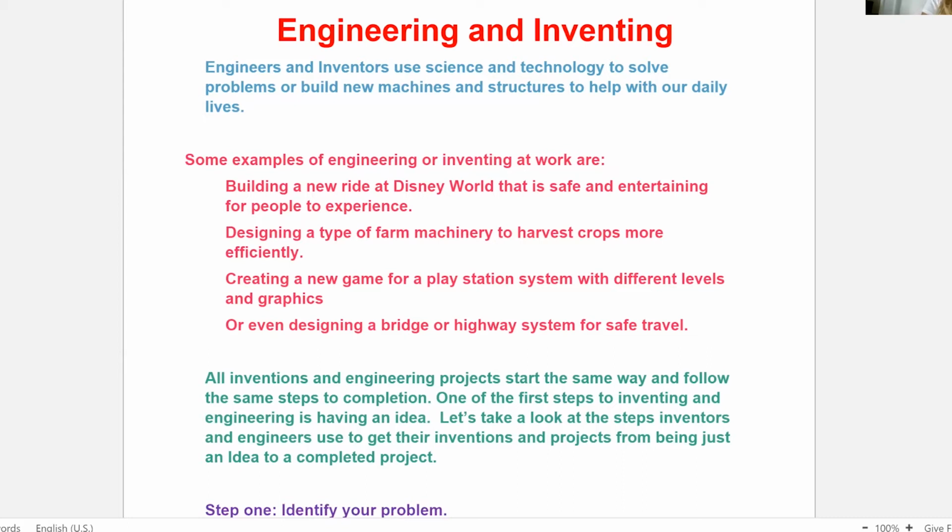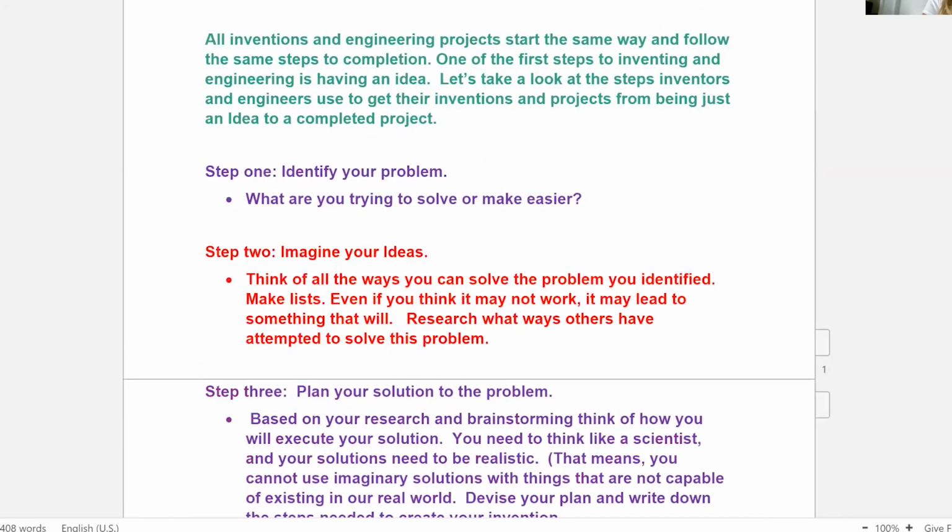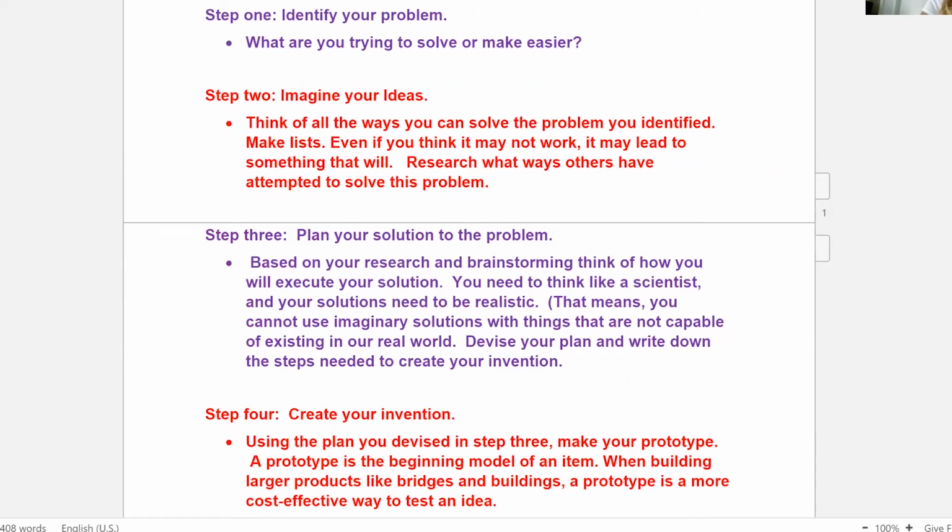One of the first steps to inventing and engineering is having an idea. Let's take a look at the steps inventors and engineers use to get their inventions and projects from being just an idea to a completed project. Step 1, identify your problem. What are you trying to solve or make easier?